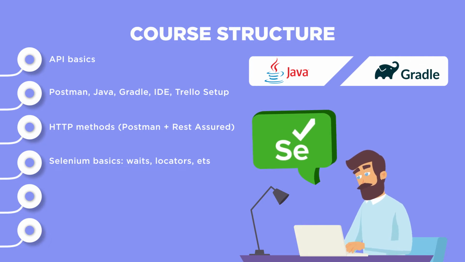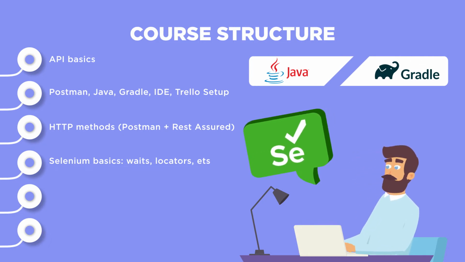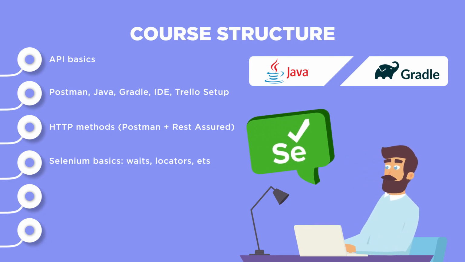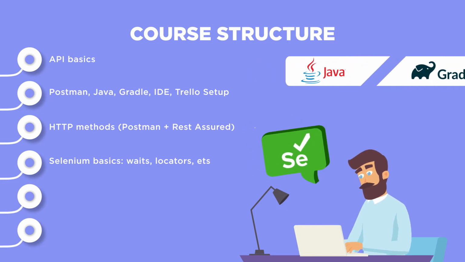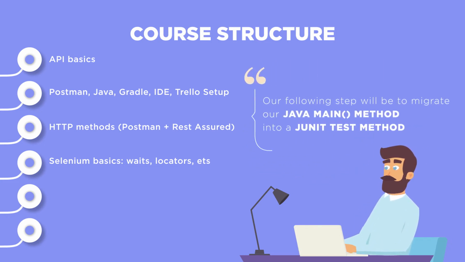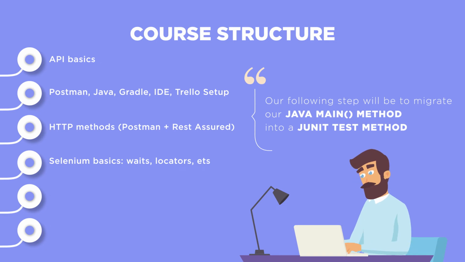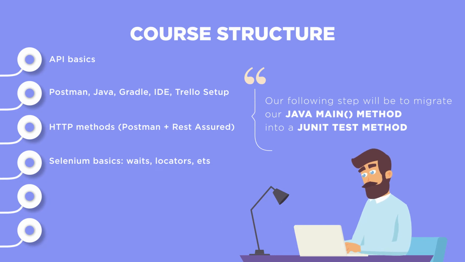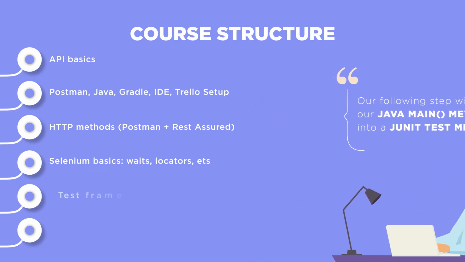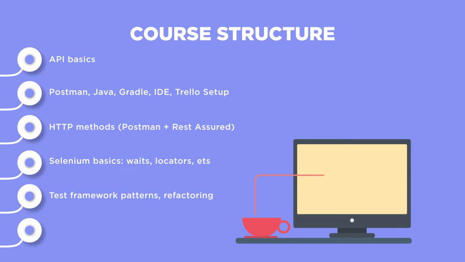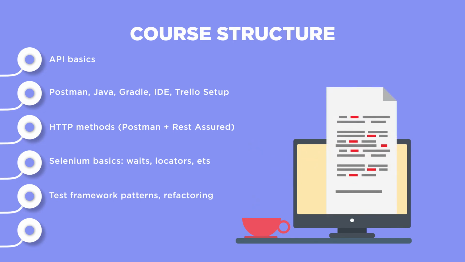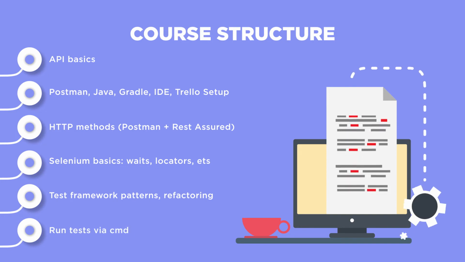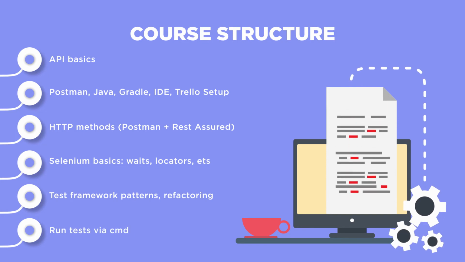We will gradually improve our test application structure and add new features step by step with detailed explanation of why the improvement is needed. Our following step will be to migrate Java main method into JUnit test method. Then we will understand which type of waits can be found in Selenium and how to apply them correctly in test automation framework. Afterwards, we will create a structured test automation framework with the help of the most common test automation patterns. The final core of our curriculum will be to run our automated tests via the command line.